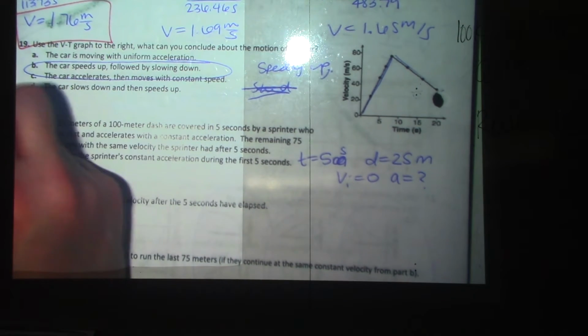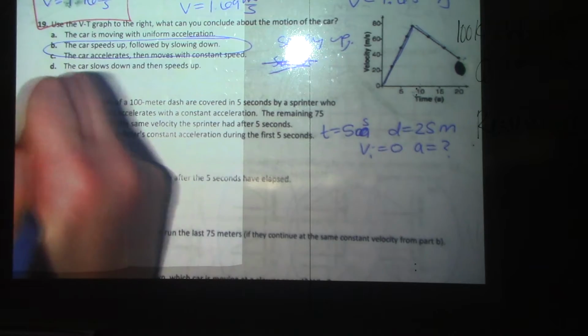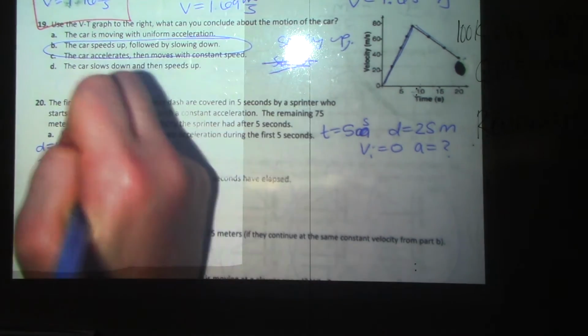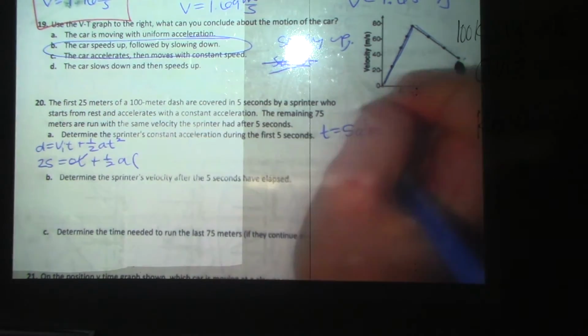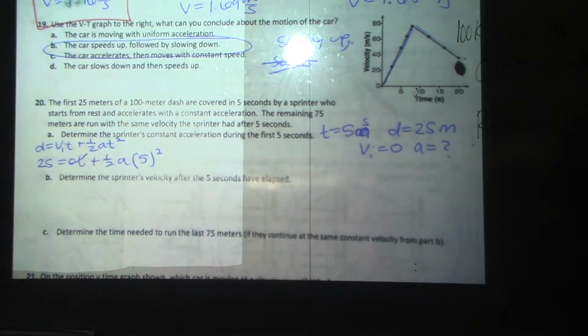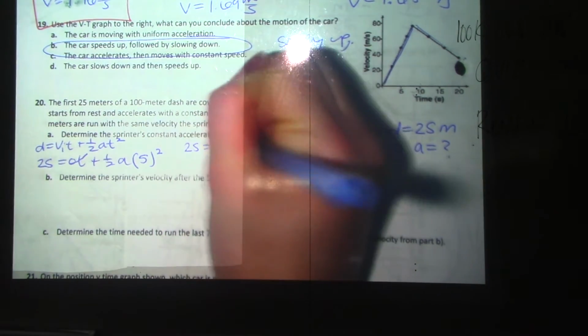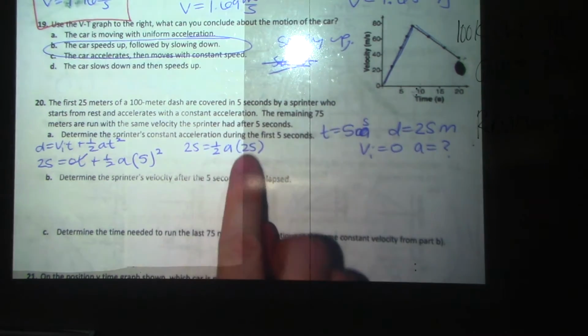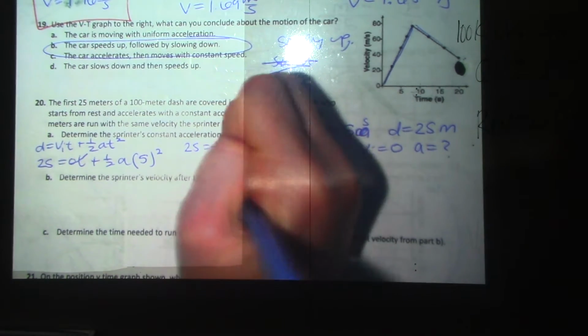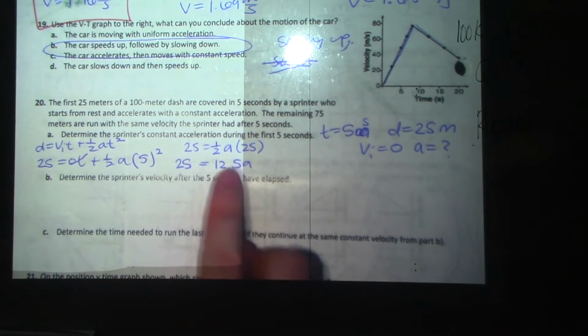I've got d, vi, t, looking for a, so that is the d equals vi t plus 1/2 a t squared equation. Distance is 25, the vi t term goes away, 1/2 a is what I'm looking for, time is 5 squared. So I've got 25 equals 1/2 a, 5 squared is 25. Half of 25, that's just 12.5. Right, and then now I just divide over, and that's going to give me an acceleration of 2.